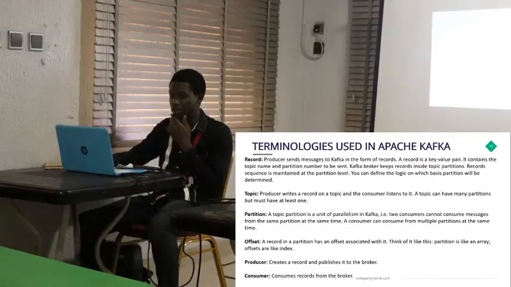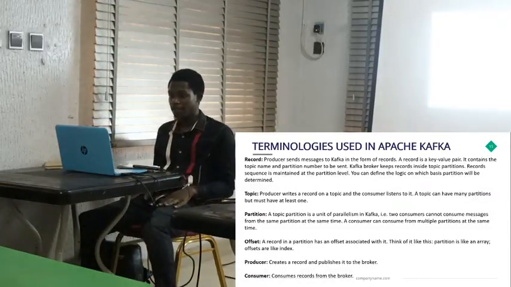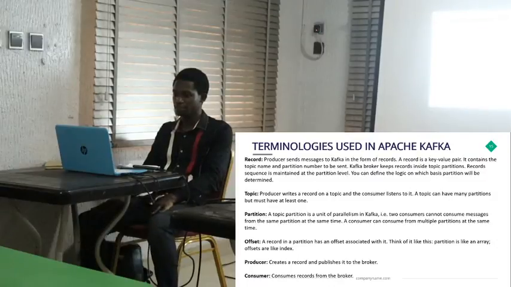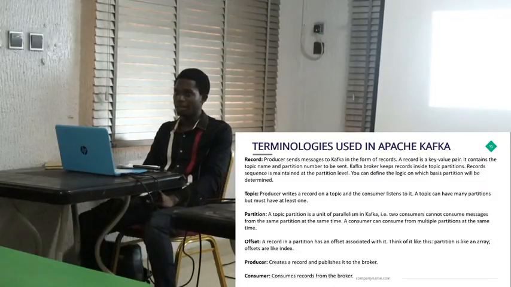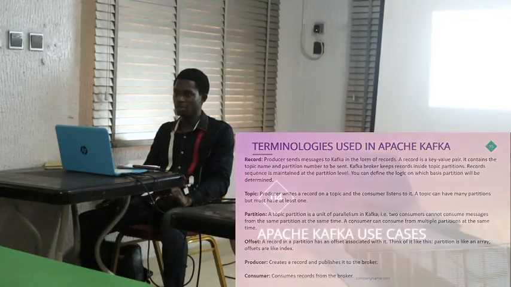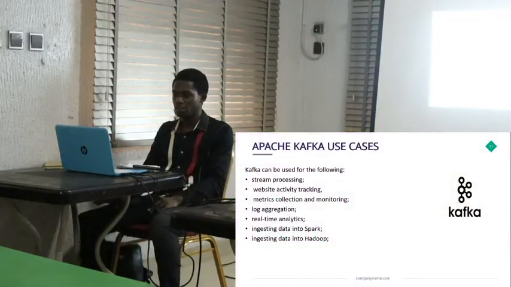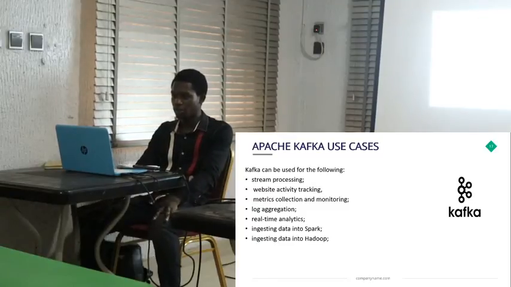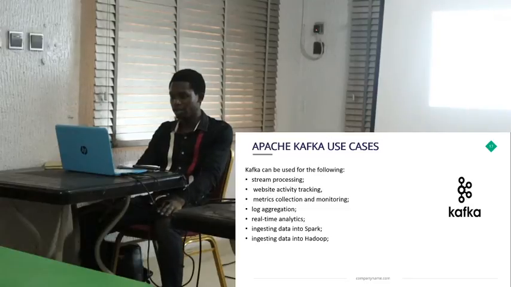Now, let's discuss the use cases of Apache Kafka. Apache Kafka can be used for stream processing. It can be used for website activity tracking. I remember there was one particular session we had where we talked about web analytics and tracking visitors on your website. So you can use Apache Kafka for that too. You can use Apache Kafka for metrics collection and monitoring. You can use Apache Kafka for log aggregation.